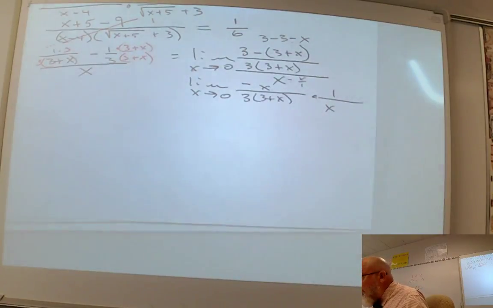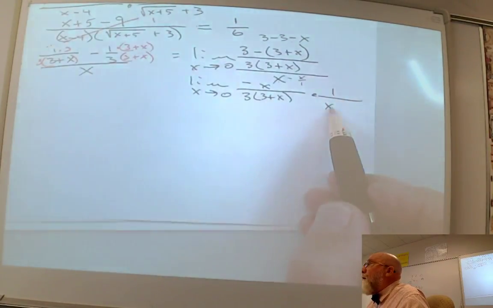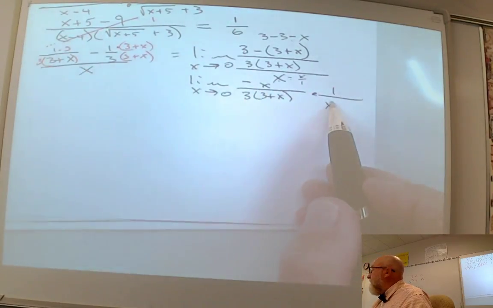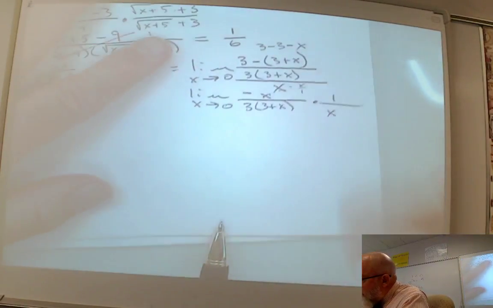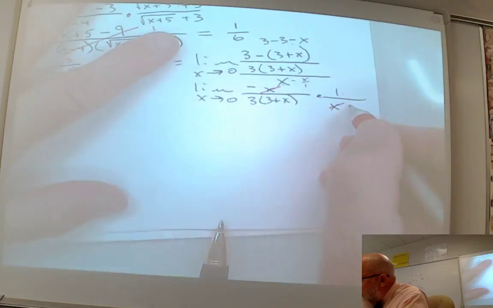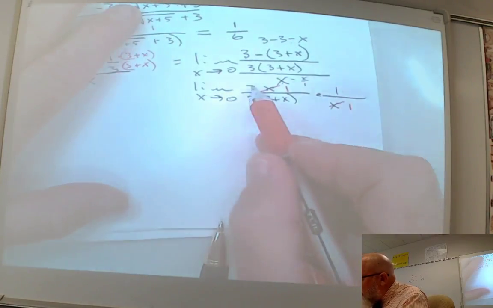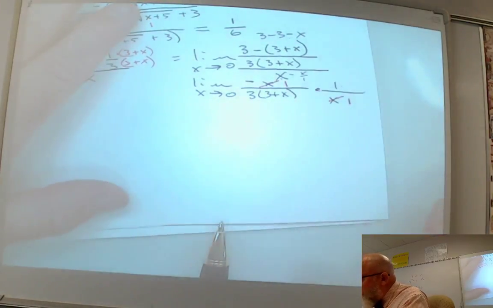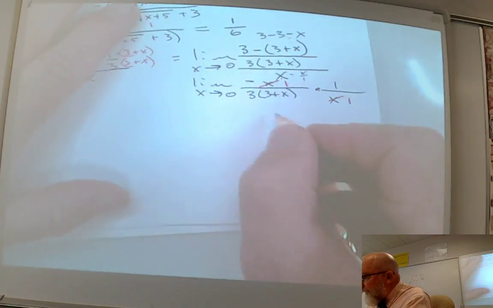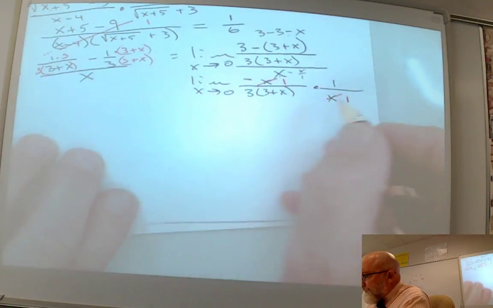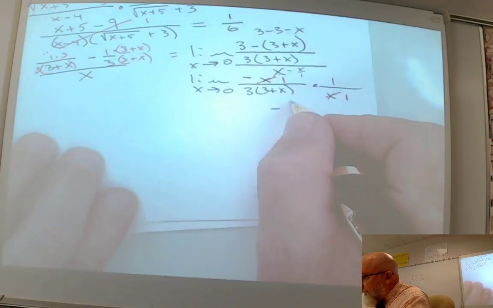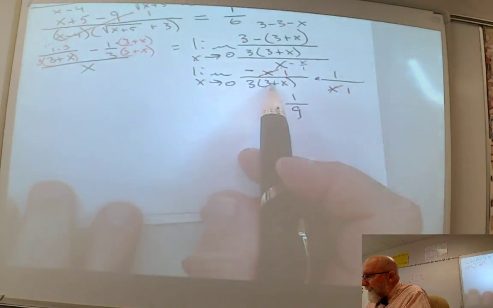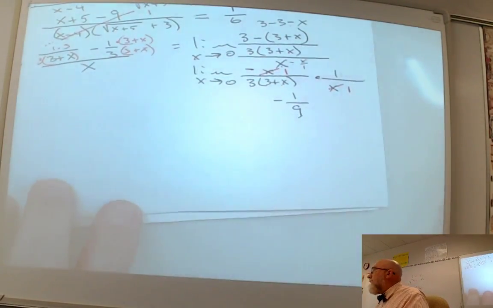You see that? If this was 3, wouldn't this be 1/3? If this was 7, wouldn't that be 1/7? So simplify, simplify. A 1 goes here, a 1 goes here. That's a negative 1, isn't it? So now when I put 0 in here, what do I get as my limit? A negative what? 1/9. Put 0 in here, 3 plus 0 is 3, times 3 is 9.